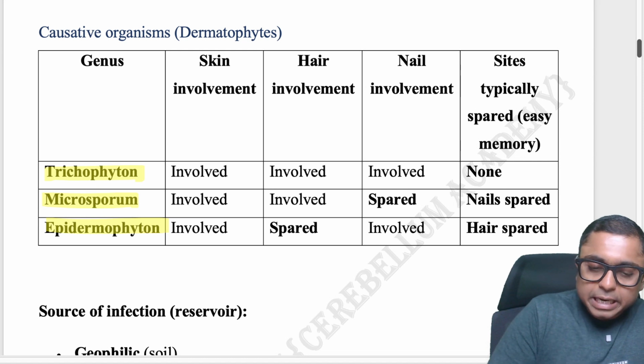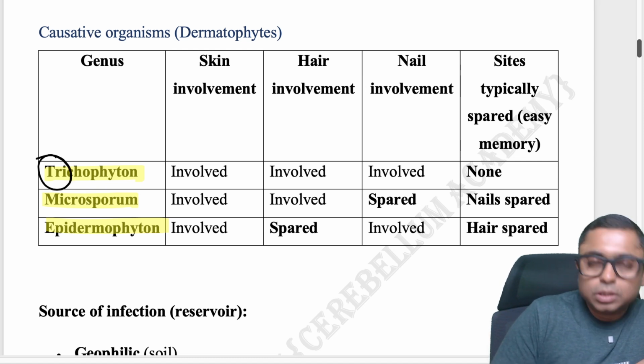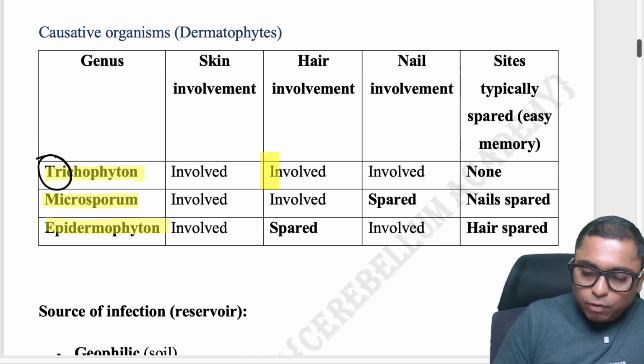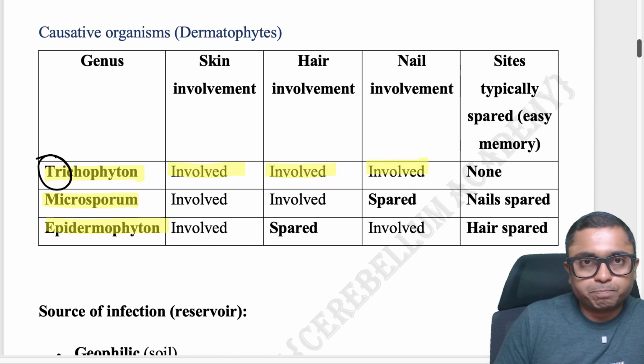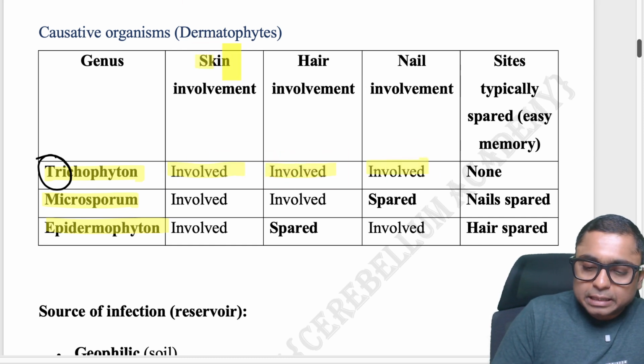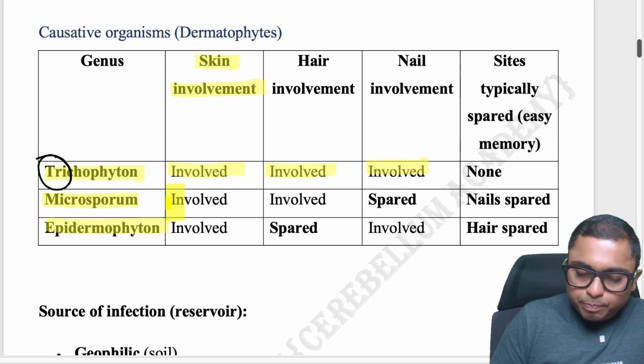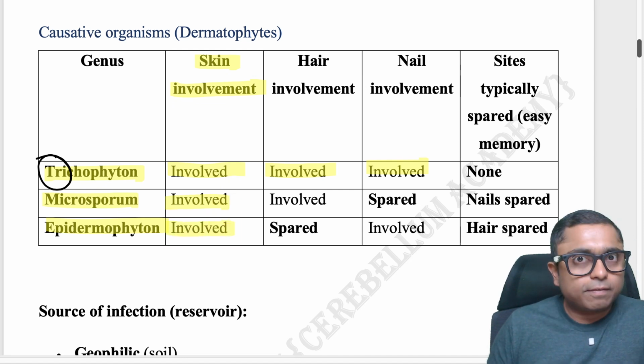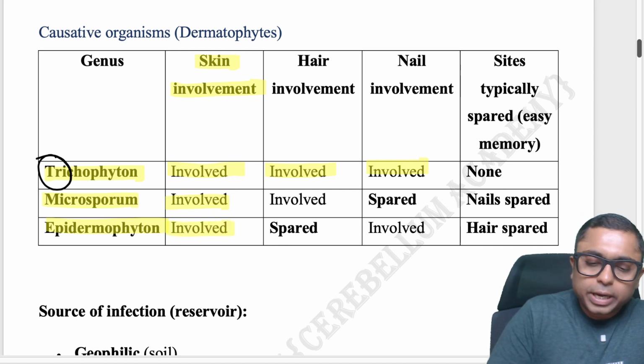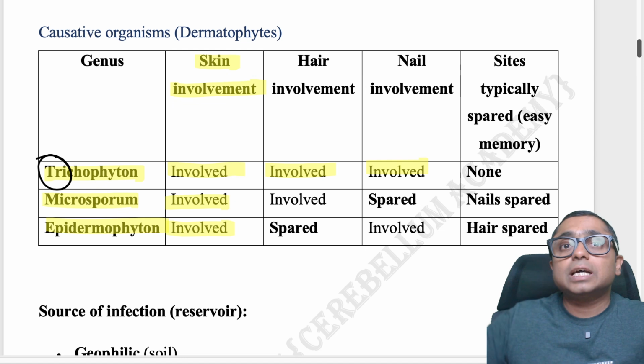As you can see, the name suggests Trichophyton. So this is going to infect and involve all three structures, right? And we are reading this in dermatology class, so all of them will infect the skin. So you can easily remember which structures are spared.